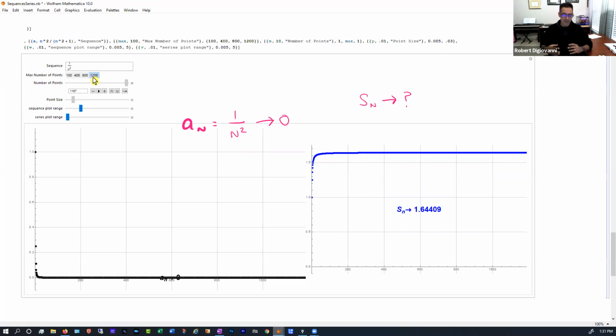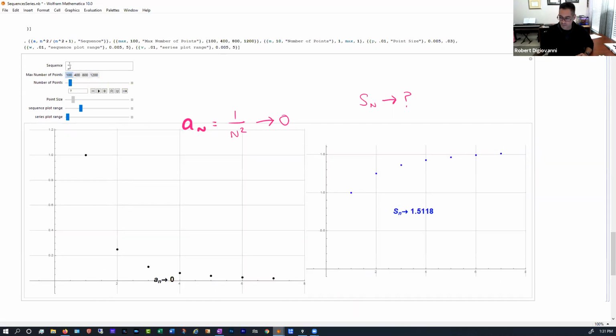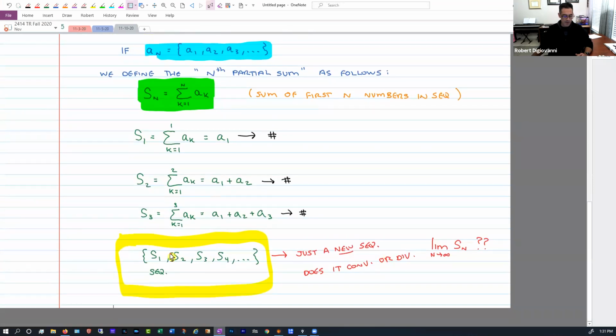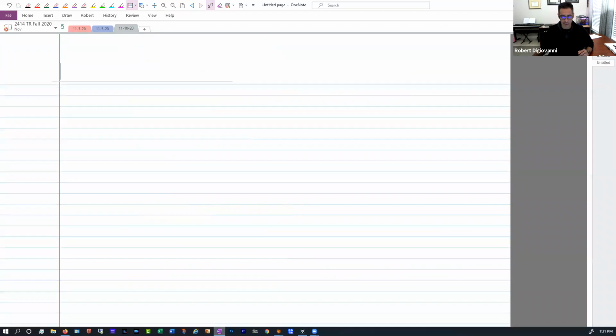So our task at this point, let me pull all this back so my computer doesn't sit here freaking out, is to understand that we create a new sequence and we want to know whether or not that sequence converges or diverges. All right. One more definition, then we'll do some examples.